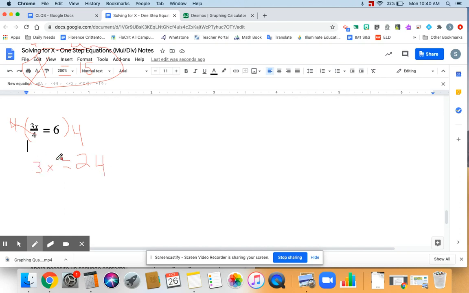Now, how am I going to get rid of this 3? Well, you can divide it away because 3x means 3 times x, and the inverse of multiplying is dividing. So 3 divided by 3 is just 1x. They eliminate. And over here, 24 divided by 3 is 8. So the answer is that x would have to be 8 in order to make this true.